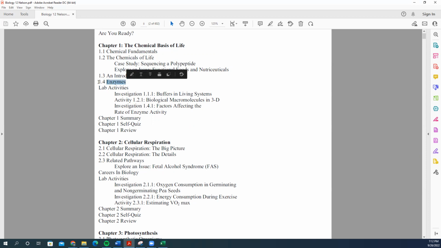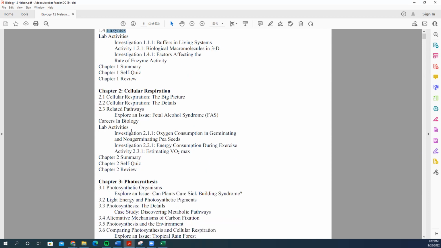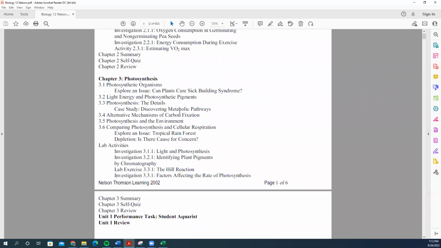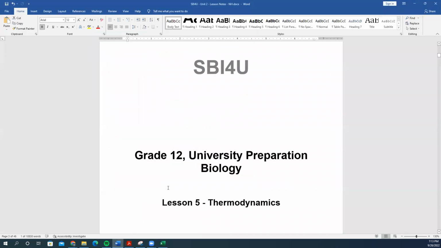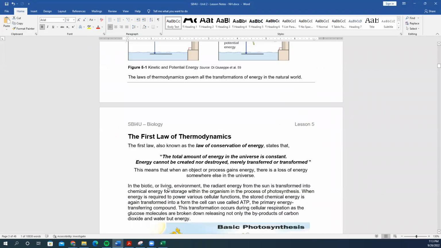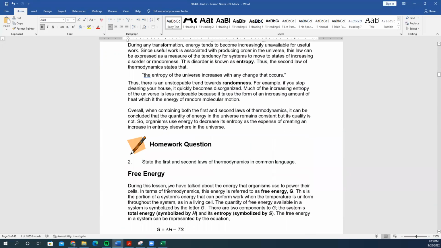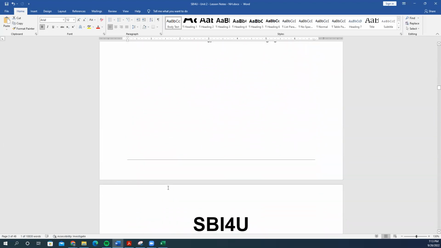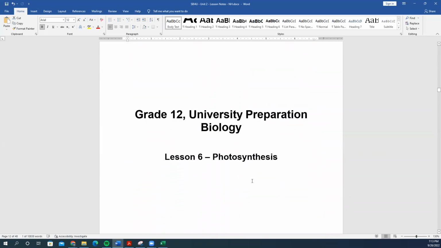Enzymes are covered in section 1.3, in chapter 1.3. And then what's coming up is these two chapters, cellular respiration and photosynthesis, which we'll be covering in our next two lessons. I will be covering photosynthesis first. So lesson number 6, if we go down to it, is on photosynthesis.